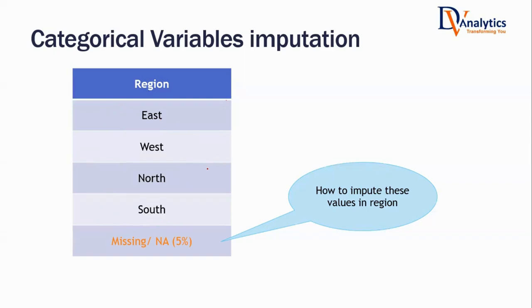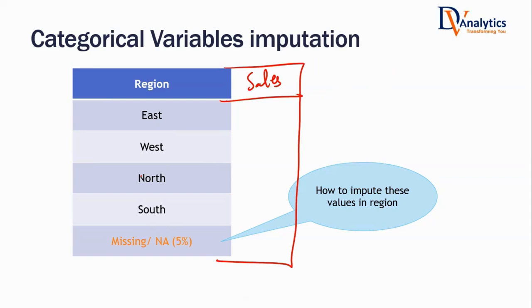So here is the idea. What you can do is you can always look at the target variable. You can impute based on the target variable. For example, let's say sales is your target. In region East, the sales was around $1,800. In region West, the sales was $5,000. In North, the sales was $2,400. In South, the sales was $3,000.